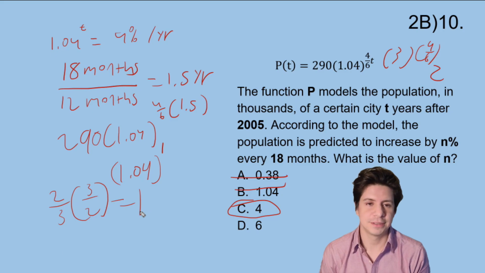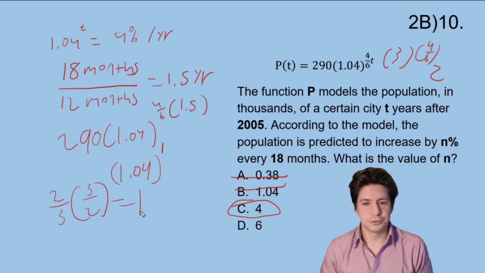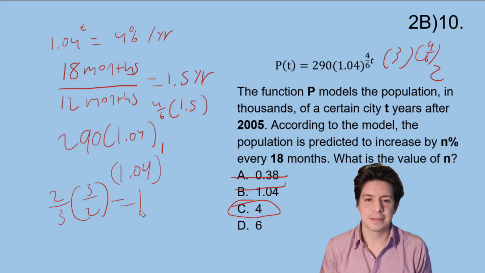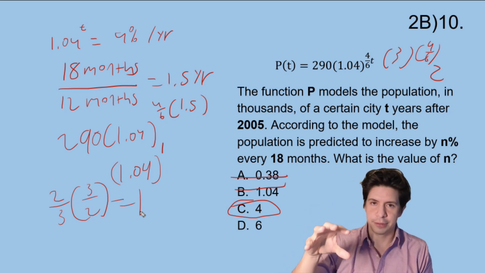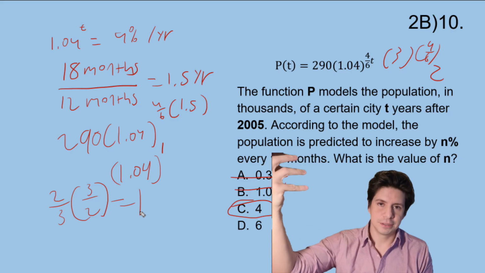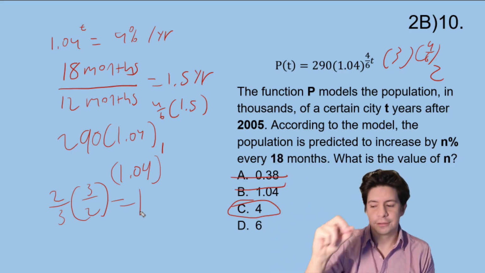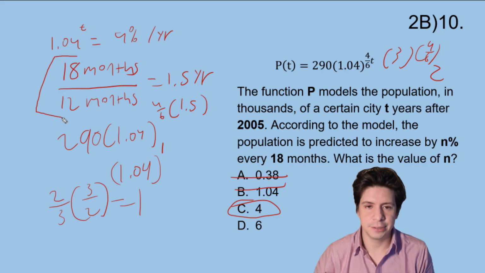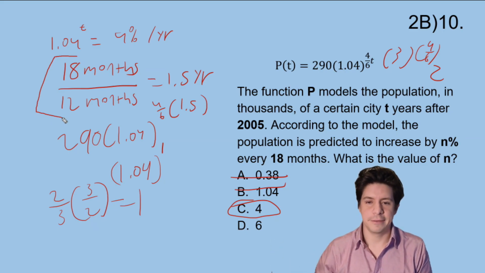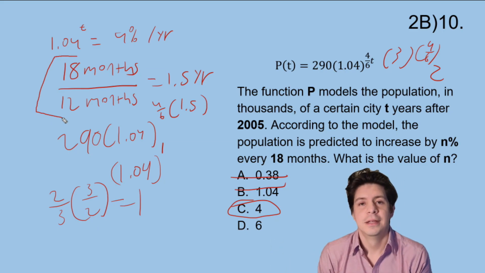Okay, so if you have questions on this, let me know. It's a little tricky, but honestly, if you get stuck, plug in and check, right? You could do at 0, you get a certain number. Then after 18 months, you get a certain number. And all you have to do is what I did here, which is convert 18 months into years. 18 months is 1.5 years. And it's not too bad.